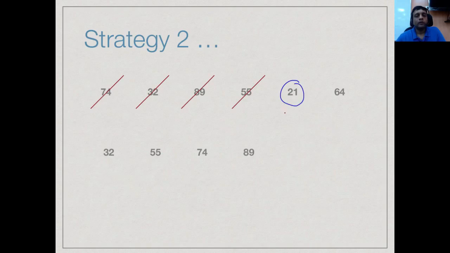Now where does 21 go? Well, if we try to insert it, it turns out it must go all the way to the beginning because it's smaller than everything that we have so far. So this is the next step. And finally, when we do 64, it will come between 55 and 74. So at each step, we pick up the next element and we insert it into the already sorted segment that we have created with all the previous elements.